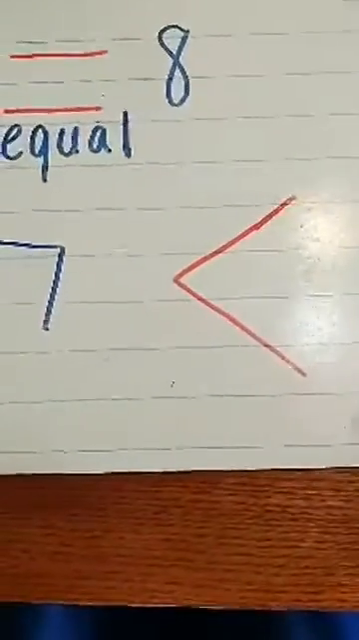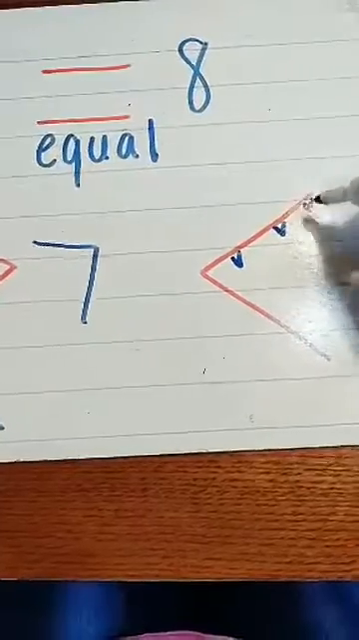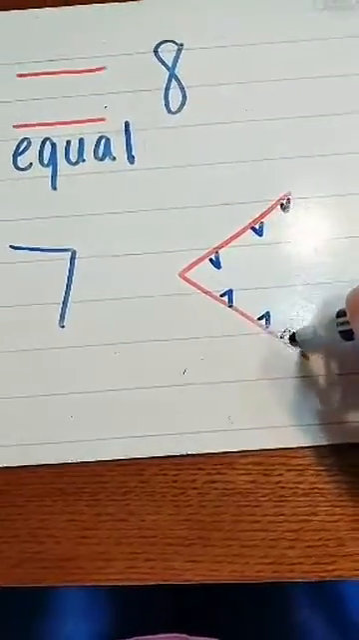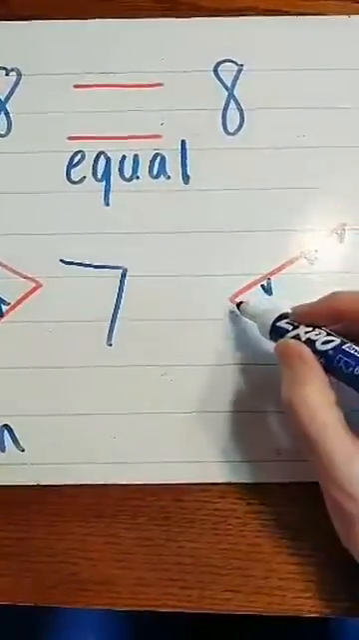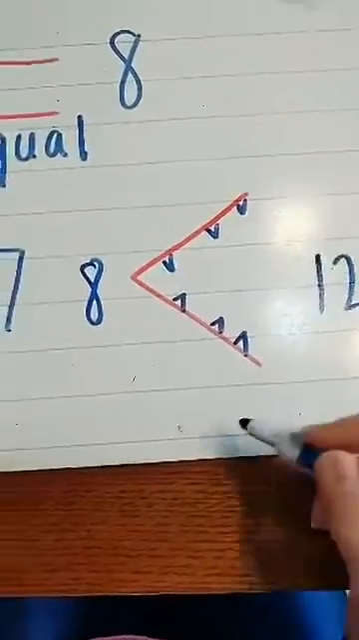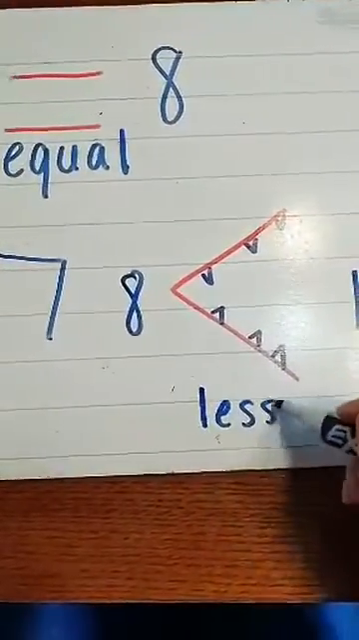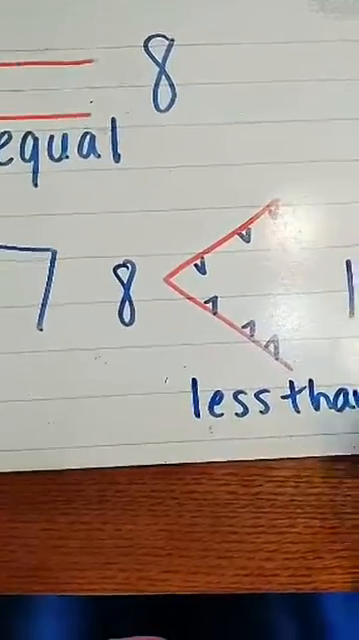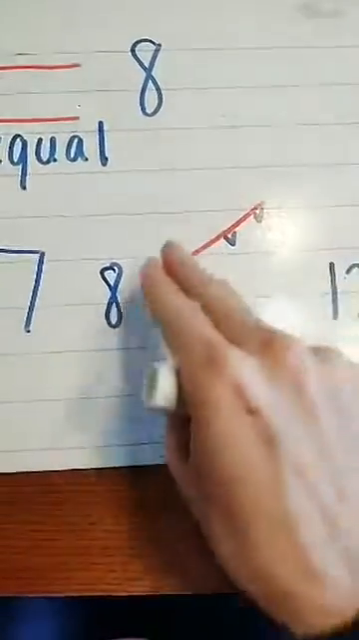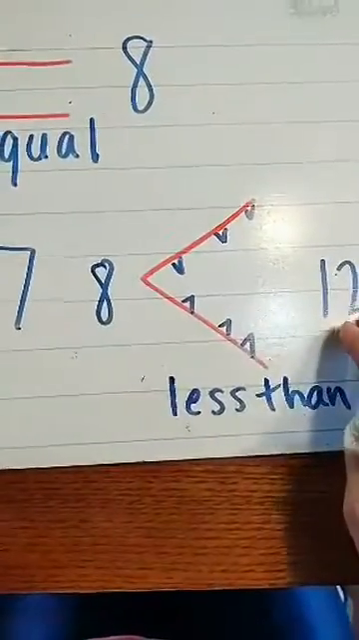Okay, now over here, again, I have my alligator. Okay? He's still going to eat the bigger number. All right? And he is pointing to the smaller number. And this sign is called less than. So when I read this, I read 8, and since it's pointing to it, I say is less than 12.